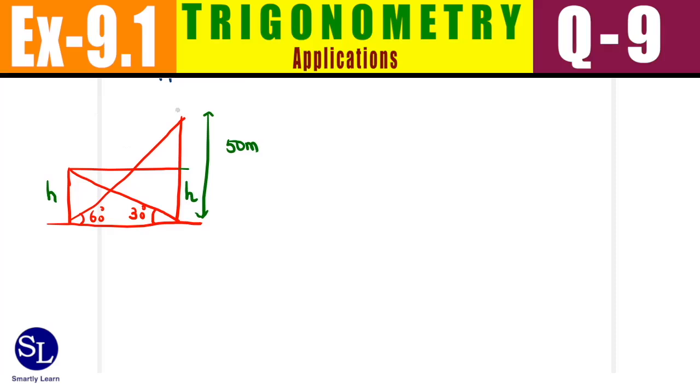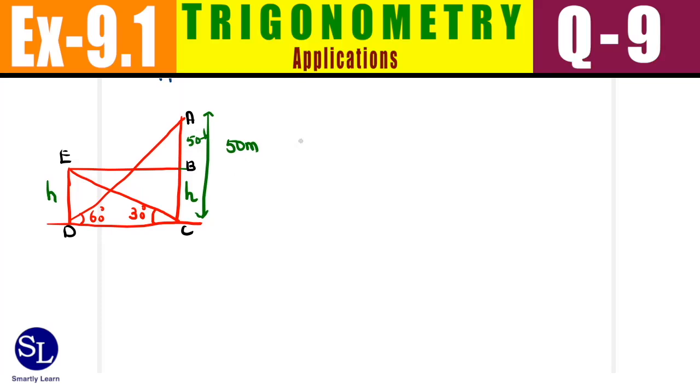Let's place the vertices for our reference. So this is A, B, C, D, and E. These are the points that are required. Since DE is H, BC is also H, which means AB is going to be 50 minus H. That is going to be our reference point.